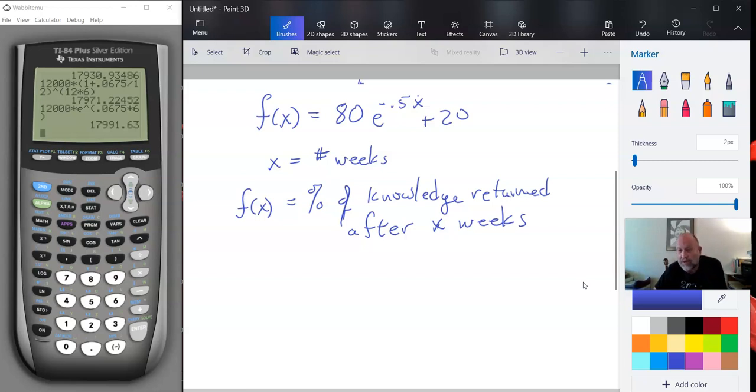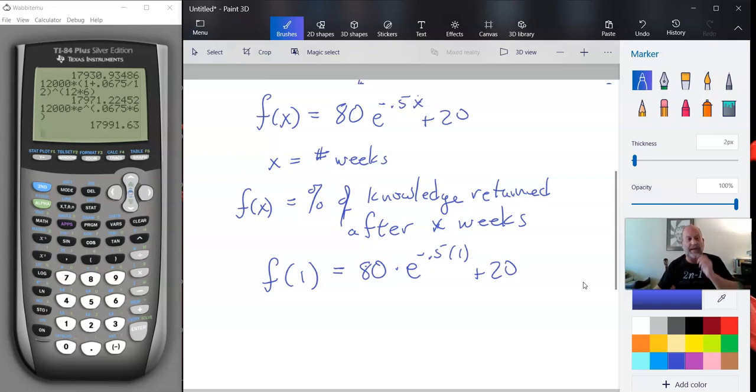So we got spring break coming up. And I don't know if you're actually going to be working on stuff over spring break or not, but let's see what happens, how much information you're expected to lose after 1 week with no practice. So this would be f of 1, which means that it is 80 times e to the negative 0.5 times 1 plus 20.